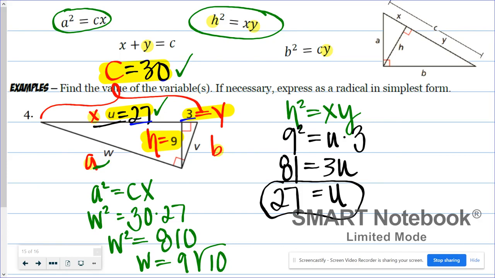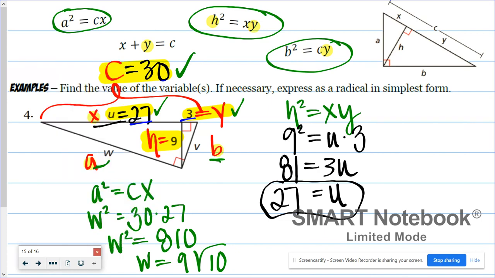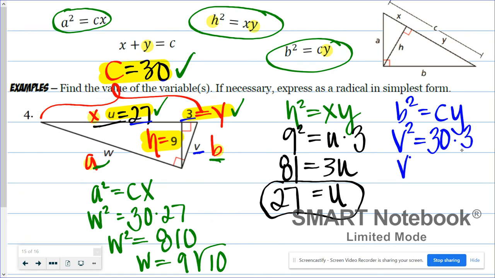And then in order to find what we call B, B squared is C times Y. I know C, I know Y. So I can very easily find what I call B squared. I call it B. The problem calls it V. So V squared equals C, which is 30, times Y, which is 3. So that's 90. And if I take the square root and simplify, that's 9 times 10, so 3 root 10.